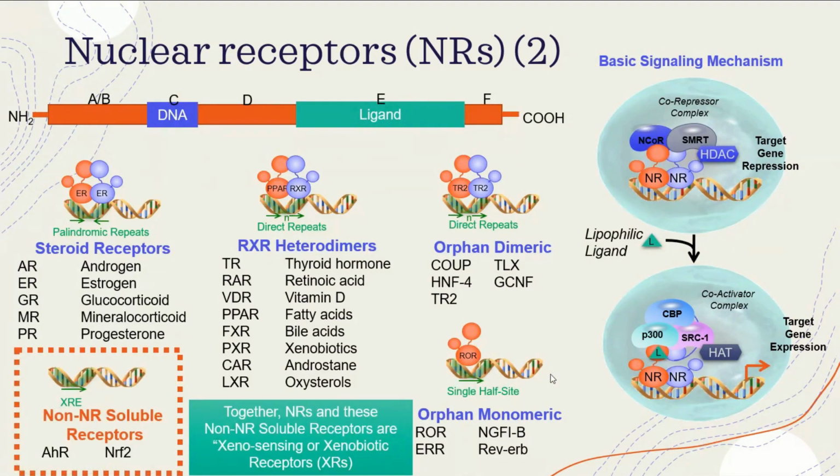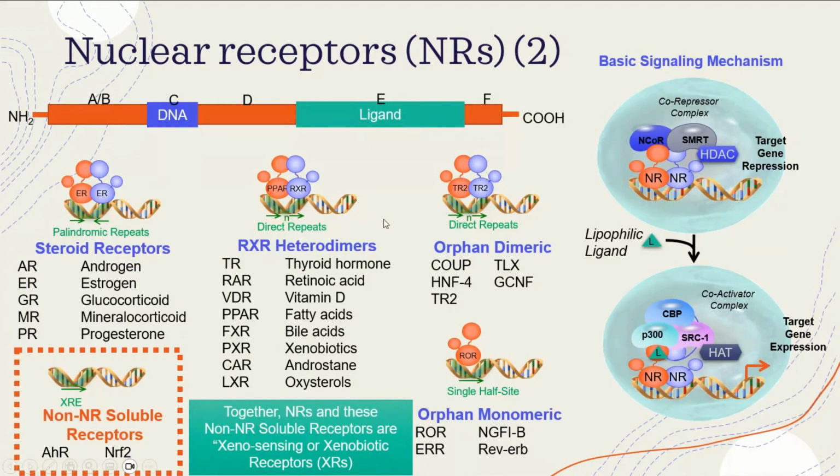We will also talk about a couple of examples of non-nuclear receptors. They're not of the same family, but they have the same basic mechanism of action, where they have specific ligand binding domains and DNA binding domains, and they have specific genes that they're regulating, such as the aryl hydrocarbon receptor and NRF2.